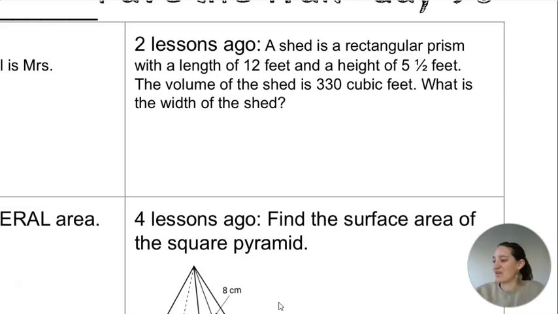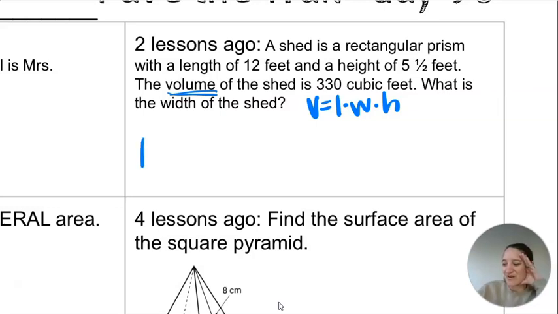Now, let's go 2 lessons ago when we were talking about volume. And we know that because it said volume, I'm automatically just going to go length times width times height. Okay? Now, I'll actually read the problem. A shed is a rectangular prism. Rectangular prism. I'm such an art teacher. I'm so impressed with that.